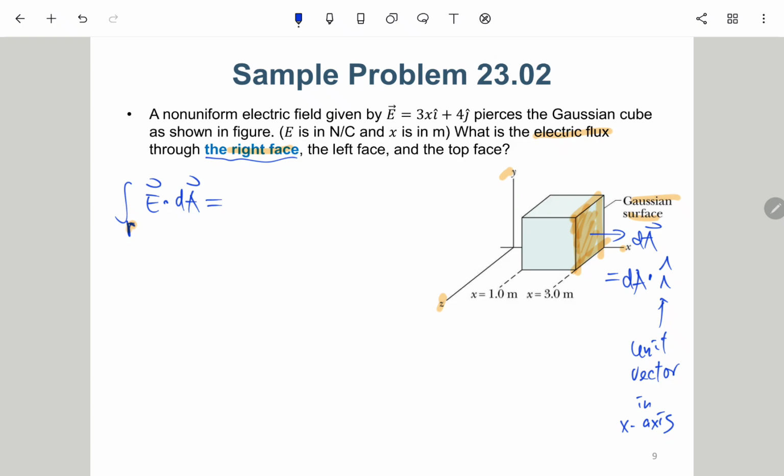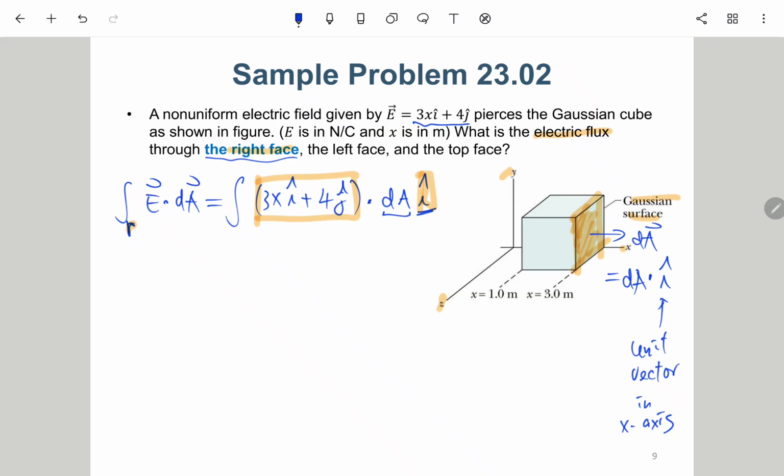So of course we have E dot dA. Here it will be 3x i hat plus 4j hat. So just replacing E by this expression and then dotting with dA and then i hat. Here dA already becomes a scalar, and the only vector is this one. So this one is dotted with this one.